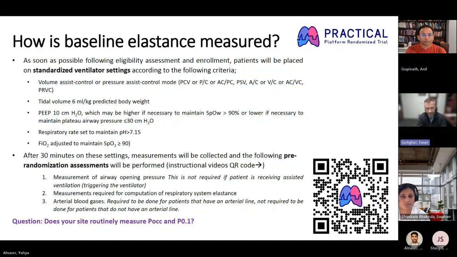Note that pressure support is permitted as well. If a patient's breathing, they can still have their elastance measured and be randomized. I'll discuss that in a moment. So a patient can be in pressure control, volume control, or pressure support, and the measurements can be done.